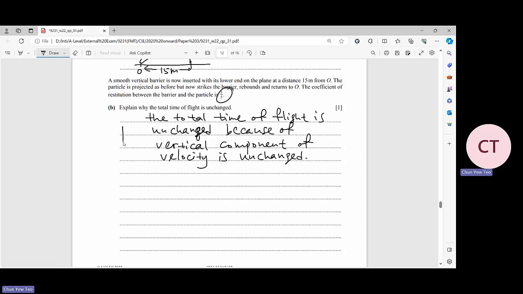Okay, like what I mentioned, before and after. Before is U, after is V. This is alpha, this is beta. The vertical component of the velocity before and after is unchanged because it's not involving collision for the vertical component. So the diagram is not needed. No need to provide a diagram. Just mention that the keyword is that the vertical component of the velocity is unchanged. That's all. So that is the answer for the B. Only 1 mark.